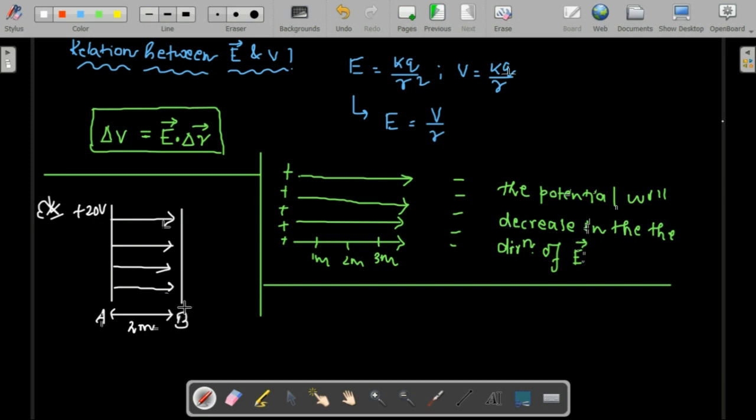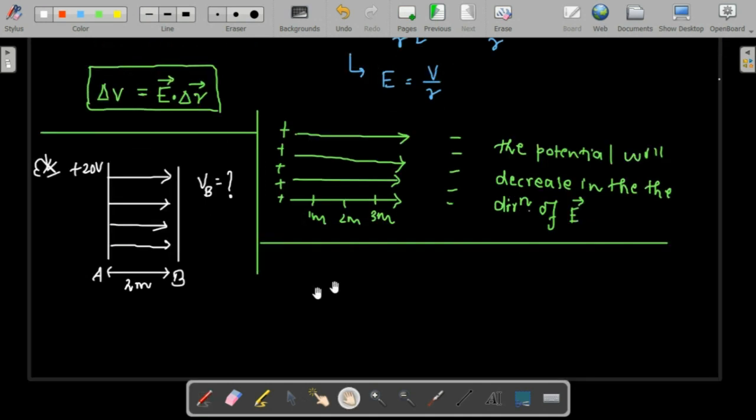That's given. You have to find out the potential at A is given. You have to find out what is the potential at B. That's the question. So it's a simple question. You have one plate positive 20 volt. There is a plate B, and the distance between these two plates is 2 meter. You have to find out what is the potential at B, and VA is already being provided to you.